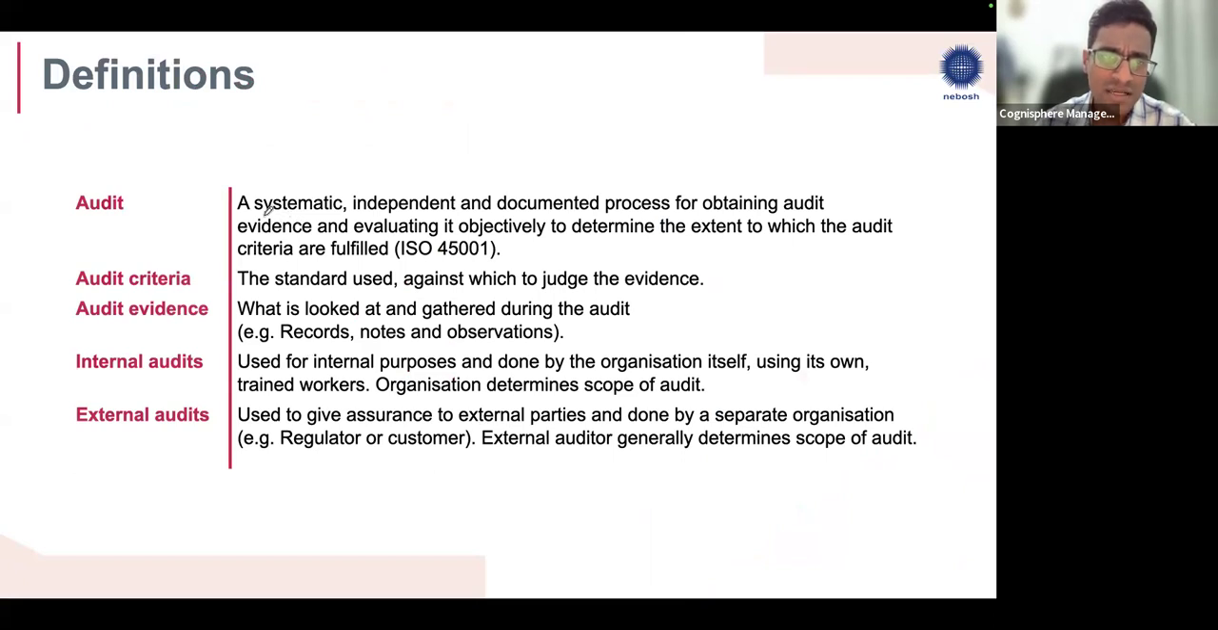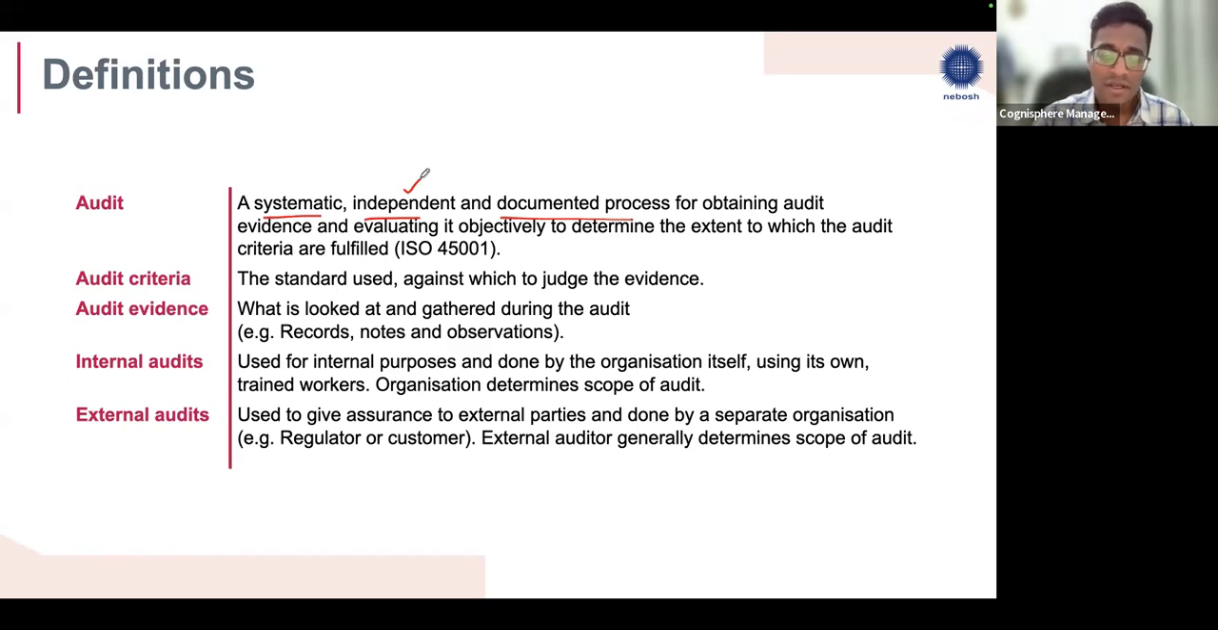Audit is a systematic, independent, and documented process. When we say systematic, it follows an audit plan. Okay, like a PDCA management cycle, it follows an audit plan and it is independent. Okay, for an audit to be effective, it must be independent. Okay, for example, if an external person is doing an audit for your organization, the audit will have more weightage compared to the audit done by your internal person.